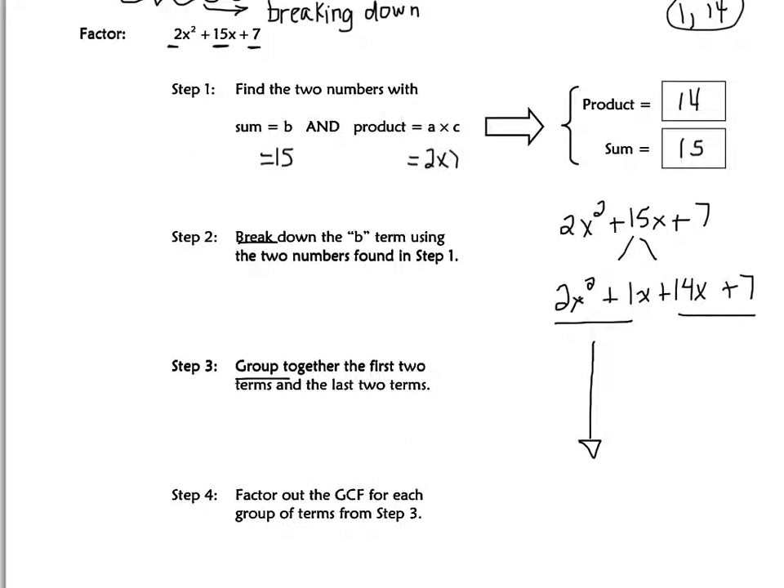So we're going to take the first group of 2x squared plus x, and the GCF of 2x squared plus x is just x. So when we take that GCF out of both those terms, we end up with a 2x plus 1 left inside. And then we move to the next group, and the next group is the 14x plus 7. And out of those two terms, 7 is a GCF, and when we look at what's left inside, 14x divided by 7, you get 2x, and 7 divided by 7, you get 1.